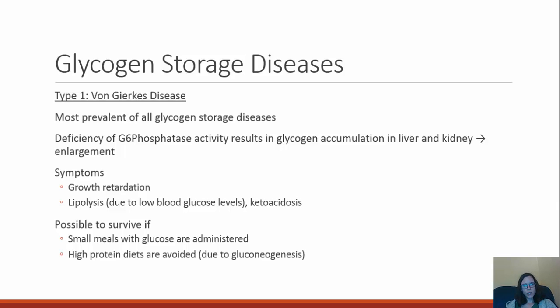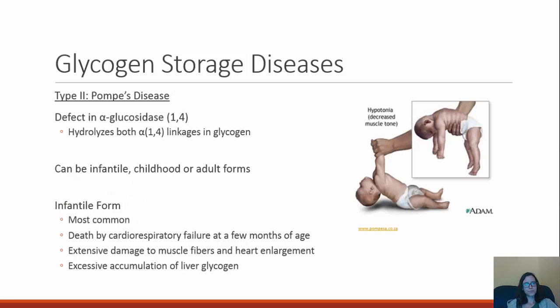Now, it is possible to survive with this disease if someone is eating small meals with glucose frequently, in order to maintain blood glucose levels. And if high protein diets are avoided, because they can cause excess gluconeogenesis, and that causes more glucose storage in the form of glycogen, therefore growing these molecules that their body isn't able to break down.